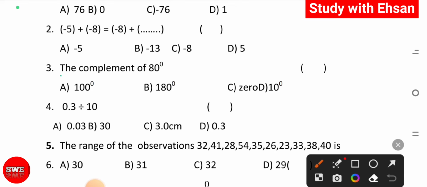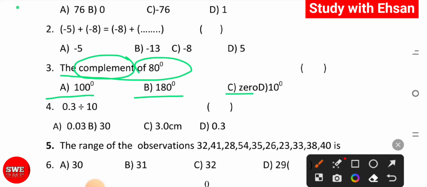Question number 3 is before you: the complement of 80 degree. Yes, the complement of 80 degree. What is the complement of a given angle and how to find it? You know, if you have practiced enough and covered all the chapters included in your half yearly exam portion. The options are 100 degree, 180 degree, 0 or 10 degree. You have to write the correct answer against question number 3 in your answer sheet.